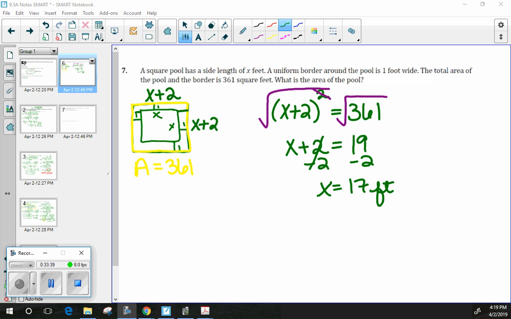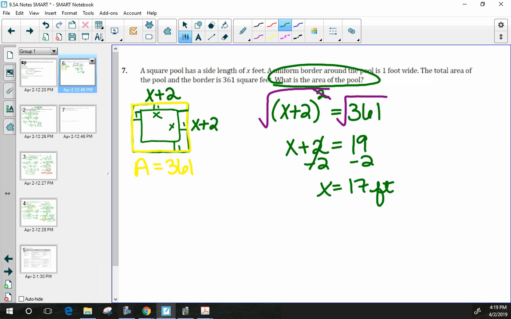Okay, so the side length is 17 feet, but the question actually wanted to know what is the area of the pool. So now I have to go back and find the area of the pool, which is also square. We're just going to do that side length squared. So when I square that, I believe this is 289, and that's in square feet. And that's the area of the pool.